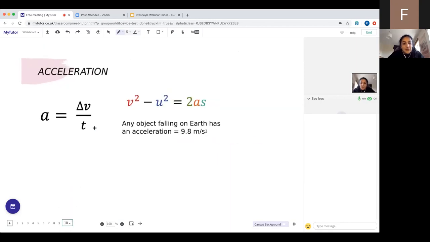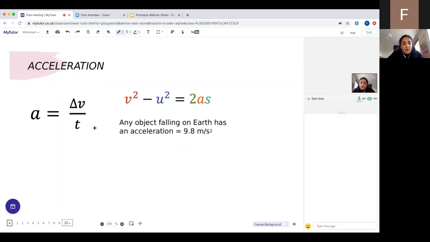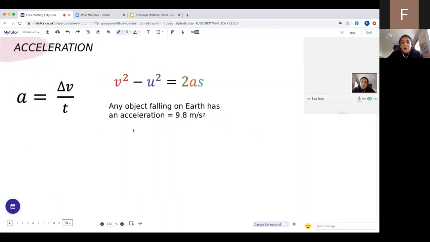So we had two equations that we introduced you to with acceleration. So acceleration is the change in speed divided by time, or v squared minus u squared equals 2as, where v is the final velocity, u is the initial velocity, a is the acceleration, and s is the displacement. We also said that if the object is falling on this Earth, on this planet only, it falls with an acceleration of 9.8 meters per second squared. Always. Doesn't matter how heavy it is.